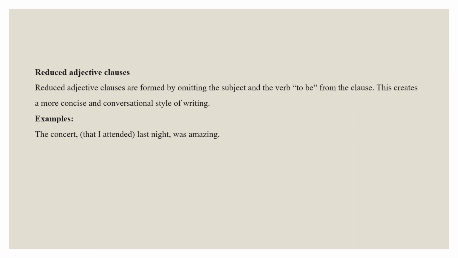Reduced adjective clauses are formed by omitting the subject and the verb to be from the clause. This creates a more concise and conversational style of writing. Example: the concert that I attended last night was amazing.